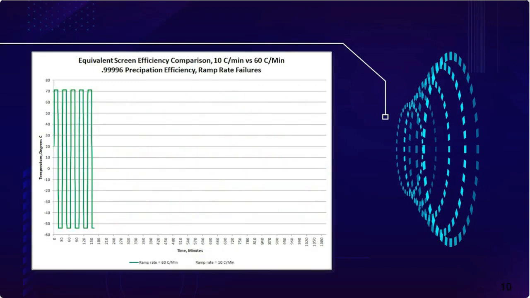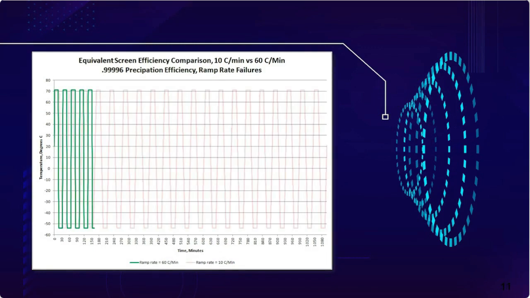Now, if you run those ramps at 60 degrees C per minute ramp rates, you wind up achieving the same screening efficiency with just 5 ramps. Those 5 ramps are happening a lot faster than the 5 ramps at 10 degrees C per minute. So you wind up saving a remarkable amount of time by moving to the 60 degrees C per minute ramp rates.